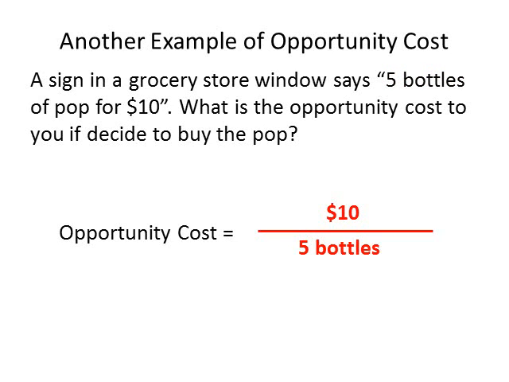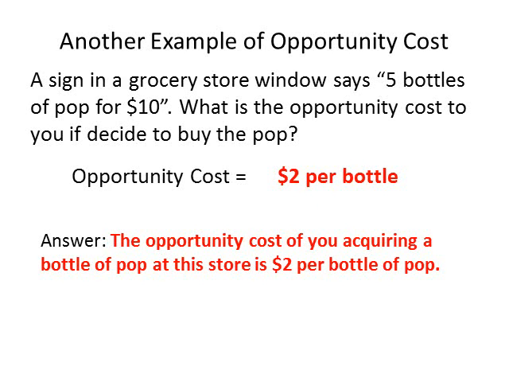The next step is to divide the amount given up by the amount gained, or $10 divided by 5 bottles of pop. This gives us an opportunity cost of $2 per bottle. So once again, we're going to write a sentence saying the opportunity cost of you acquiring a bottle of pop at this store is $2 per bottle of pop.